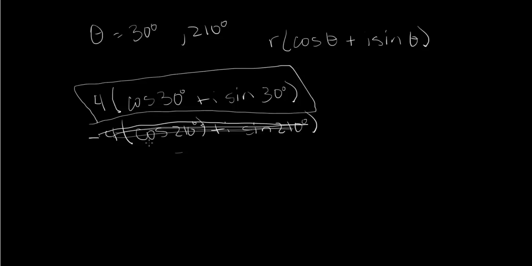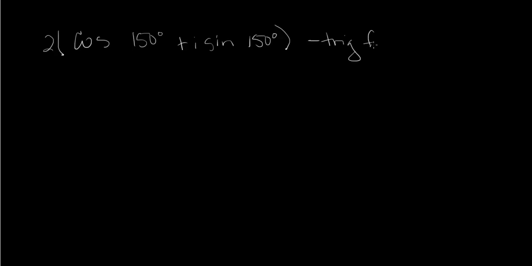So let's try another one. This time we're going to write this trig form in a standard form. We're going to go backwards. It's 2 times the cosine of 150 degrees plus i sine of 150 degrees. This is the trig form. And I want to write it in standard form. Standard form looks like that. So how am I going to do that?